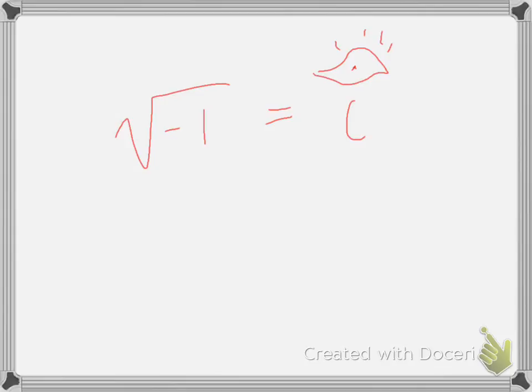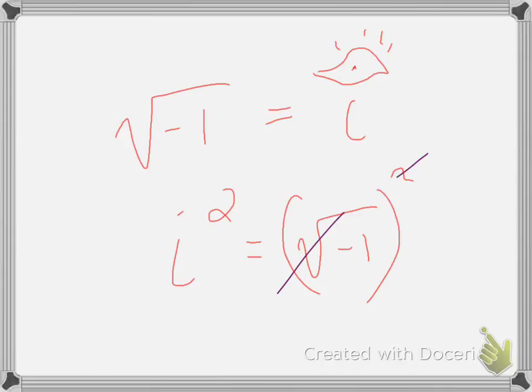But what's so cool about i? Well, it's something that's not real. You can't really find it. But if you do i squared, what does that mean? It's the square root of negative 1, squared. You can square that, and the square and the square root cancel each other out because they're opposite actions. And what do you get? You get negative 1. So we're going to come back to that idea that i squared equals negative 1.